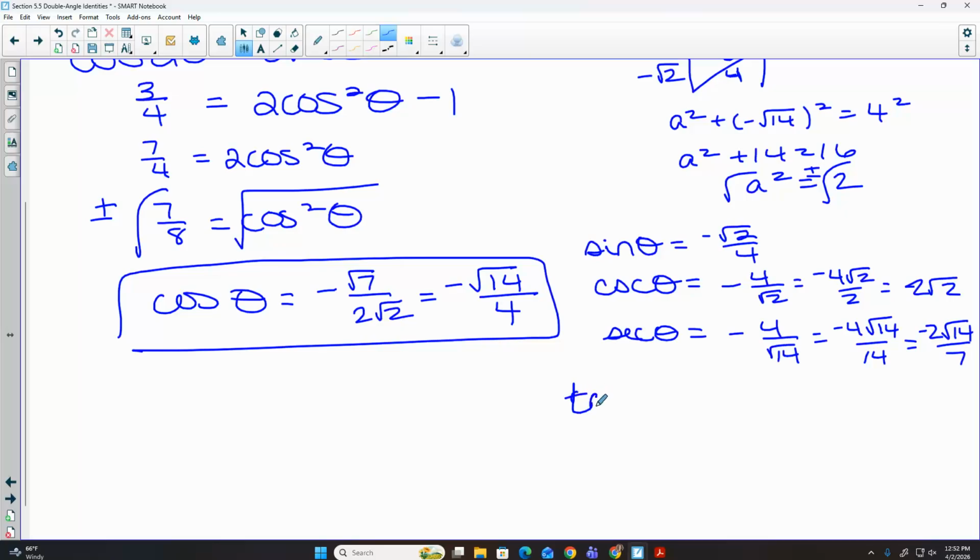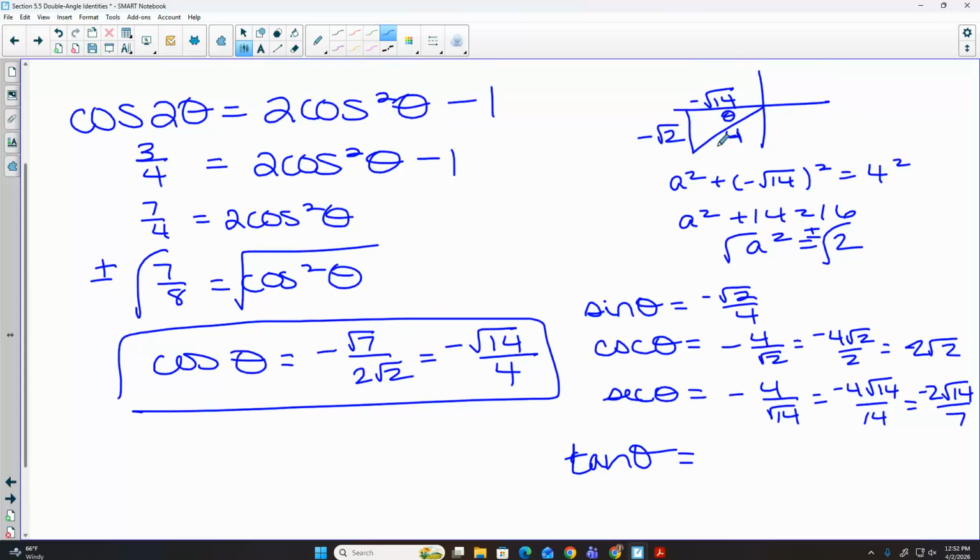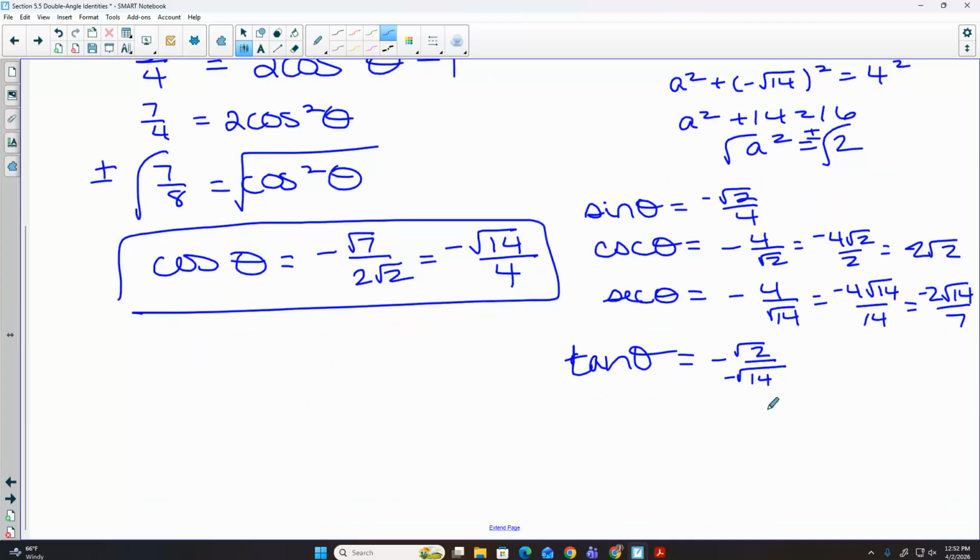What is tangent? Sine over cosine, or opposite over hypotenuse? Sorry, opposite over adjacent. I pointed at adjacent and said hypotenuse. So if I reduce that, I get 1 over the square root of 7, or radical 7 over 7. And then cotangent, adjacent over opposite, it's just the square root of 7.